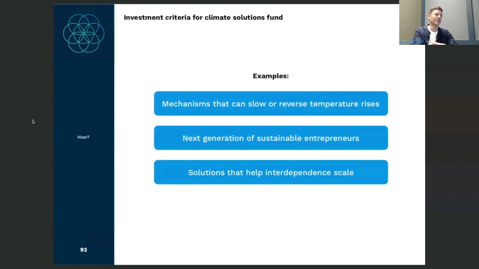So just to give a little example then of what the Climate Solutions Fund would be investing in. Ultimately, mechanisms that can slow or reverse temperature rises, investing in the next generation of sustainable entrepreneurs. And so that really is how we would like to evolve the global climate change challenge over time, such that there would be almost like an accelerator program stream. And then ultimately things that can help the interdependence model scale up. So for example, if once at scale it was actually cheaper to have a not-for-profit entity that was producing some of the technology or hardware that was required, then it would make sense to bring that in-house, so to speak.